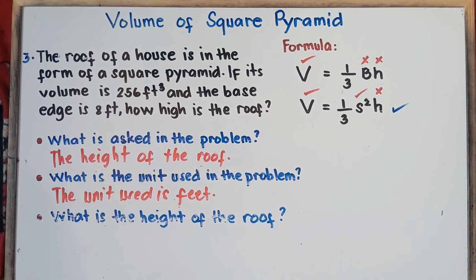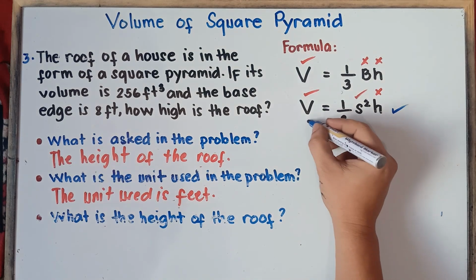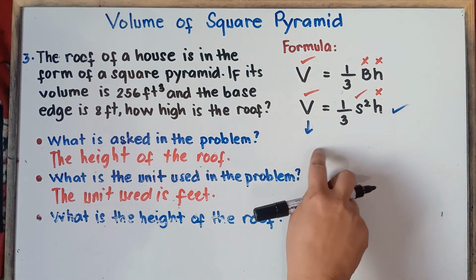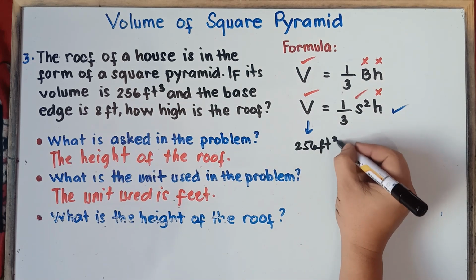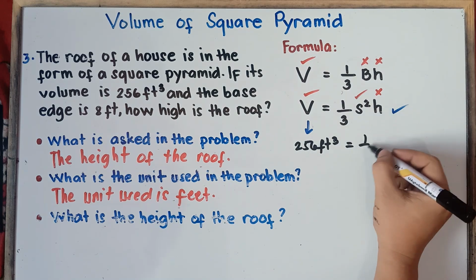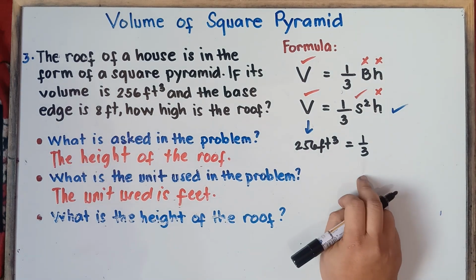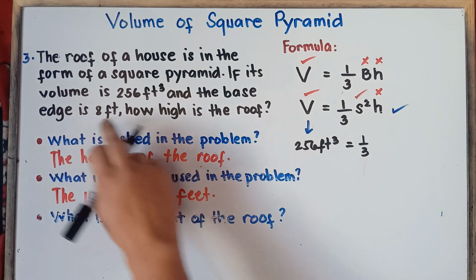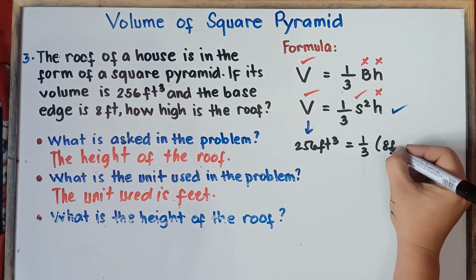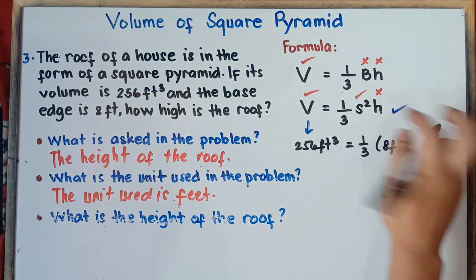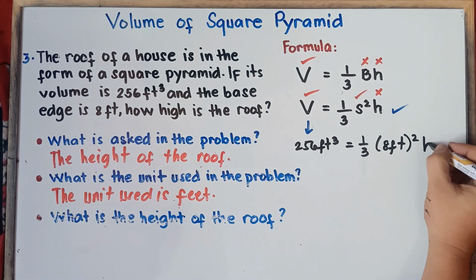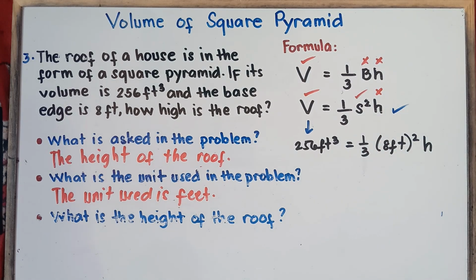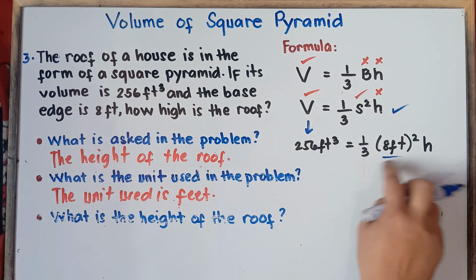So simply substitute the values, class. Our volume, 256 cubic feet, equals, copy 1/3, and then our given base edge, 8 feet. Do not forget, class, squared. So quantity squared, and then copy H. Then simplify this part first.